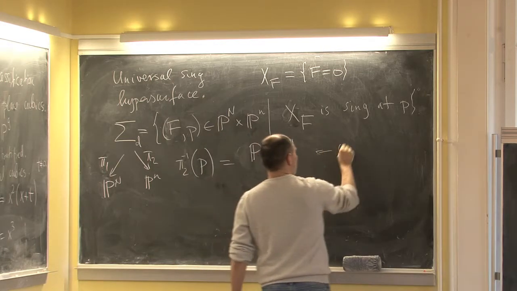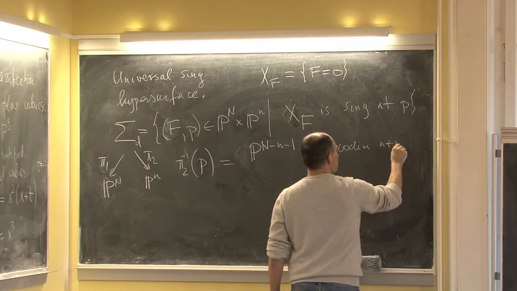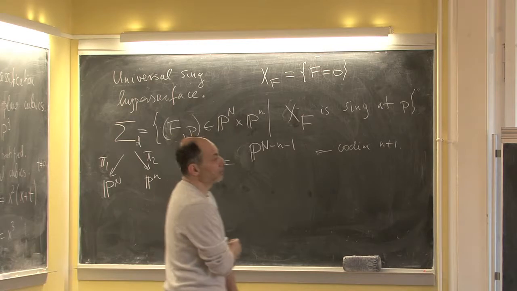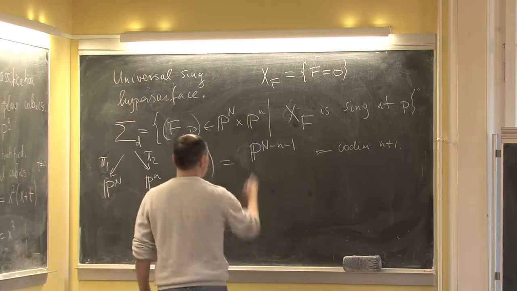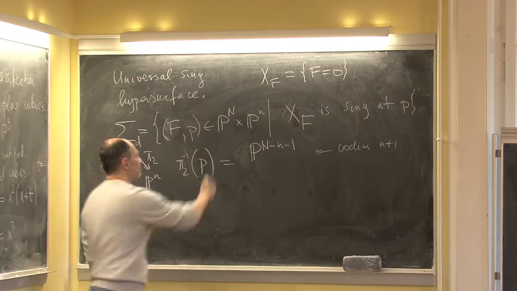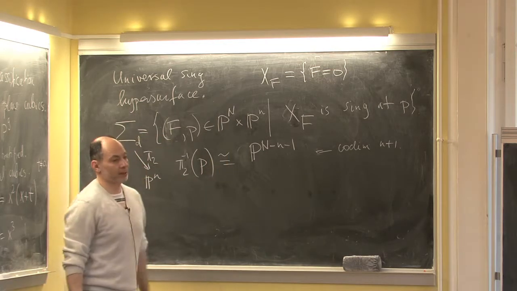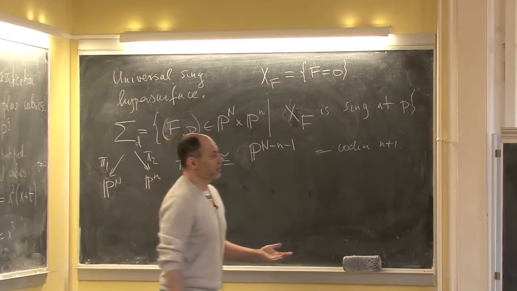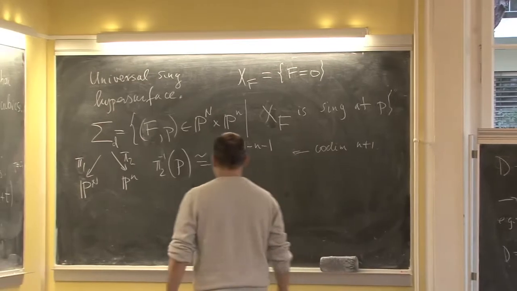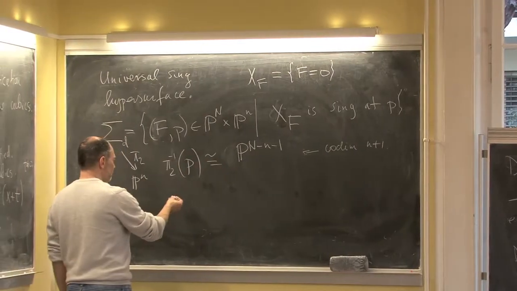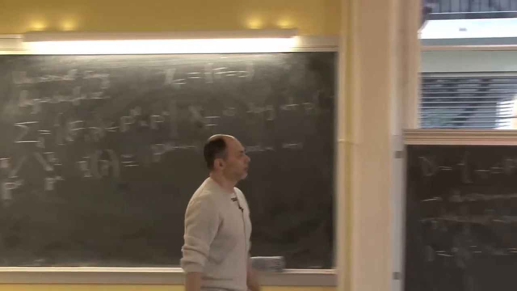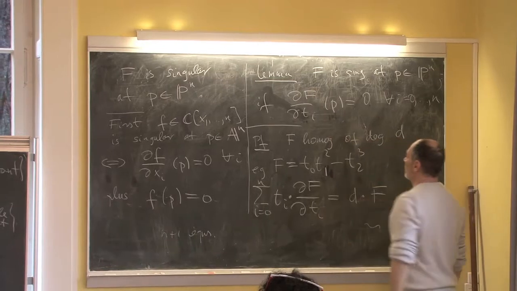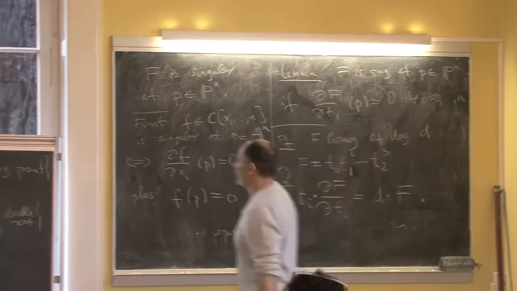So this is a codimension n plus 1, but that's not surprising because we agreed that we expect that we have n plus 1 equations, so this is really codimension n plus 1 projective space. Okay. And this is because the equations are linear. Why that is is kind of clear, because you just write down df dt in the coordinates, you can easily check that.